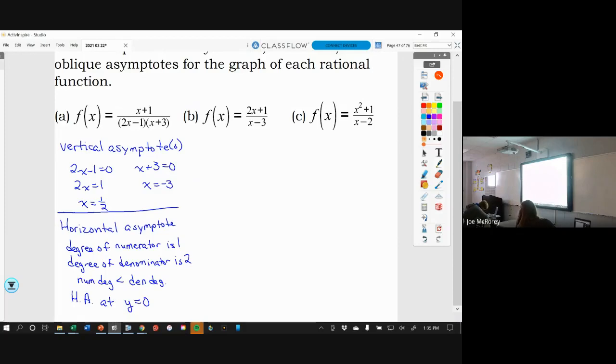And that's all we need to do for part A. We found the vertical asymptotes, and we found that there was, in fact, 1 horizontal asymptote. Questions on part A before we look at part B? Okay. Part B, we look at it. Does it appear to be completely factored? Yeah, there's nothing I can do with it. Okay. So, vertical asymptotes.